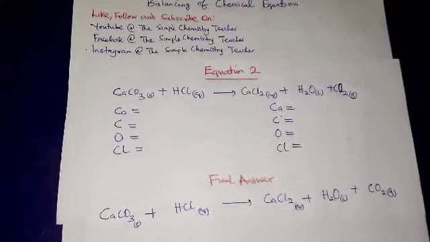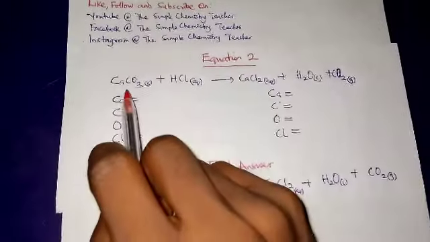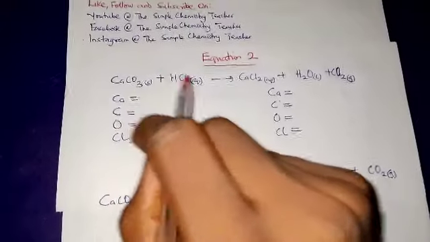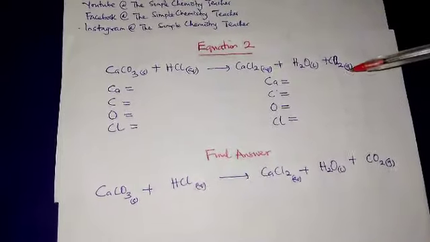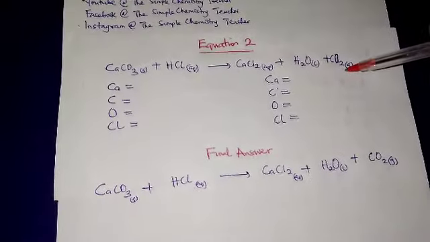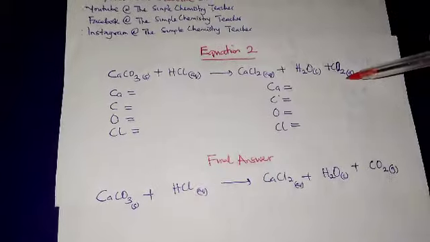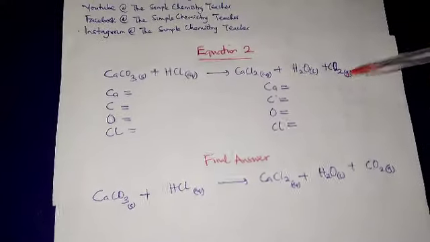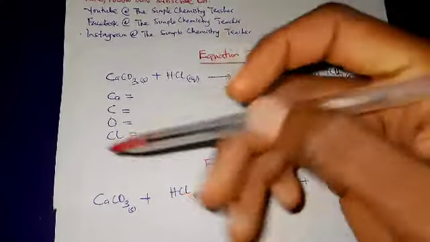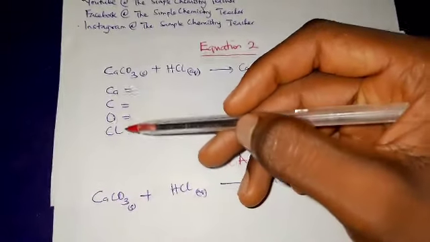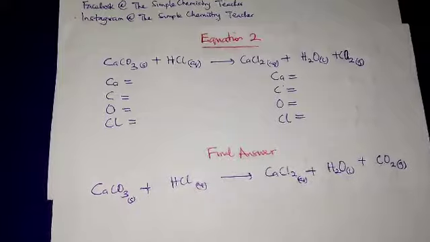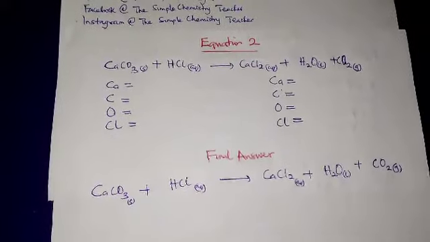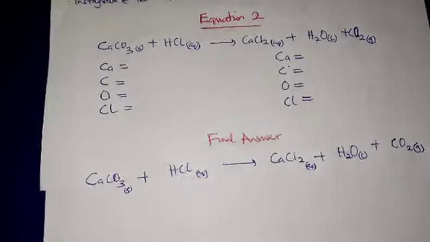So when calcium carbonate, CaCO3, reacts with HCl, it gives us calcium chloride, water, and carbon dioxide. Now let's look at those elements. As you can see, I wrote them here. Let's look at those elements and see the one that is balanced and the one that is not balanced.